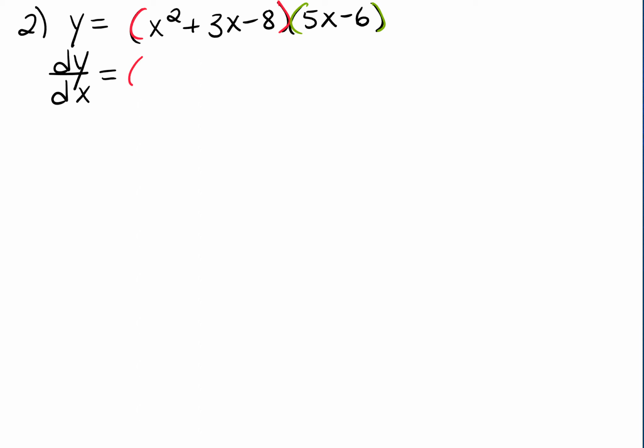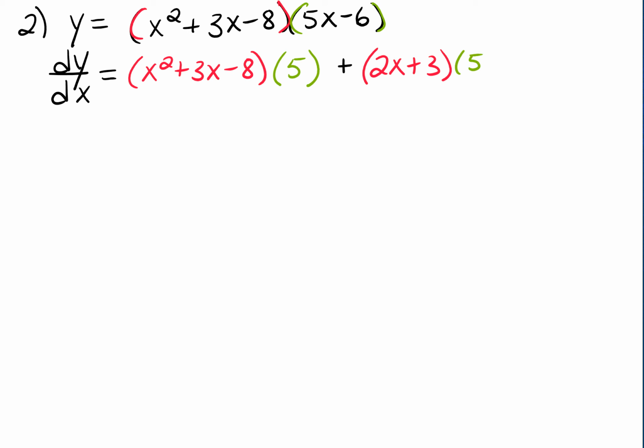So first, the x squared plus 3x minus 8, I pre-highlighted that in red, times the derivative of the second, which is in green parentheses. So the derivative of that is 5, plus the derivative of the first, which will be 2x plus 3 times the second.